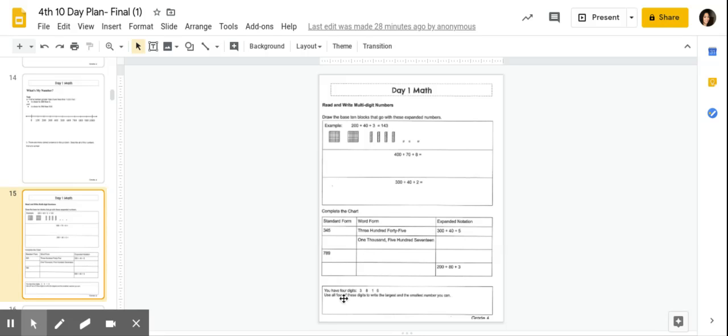On the bottom, it says you have 4 digits, 3, 8, 1, and 6. Use all 4 of these digits to write the largest and the smallest number you can. So just think about when you're looking at those numbers, what is the biggest number you see? And if you're trying to create the largest number, you're going to want to make the first number the biggest that you see, the second number the second biggest number you see, and so forth on. That's going to give you your largest number, and your smallest number is going to be the opposite of that.